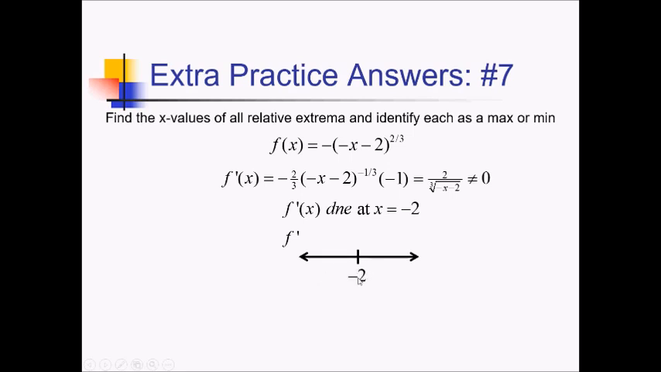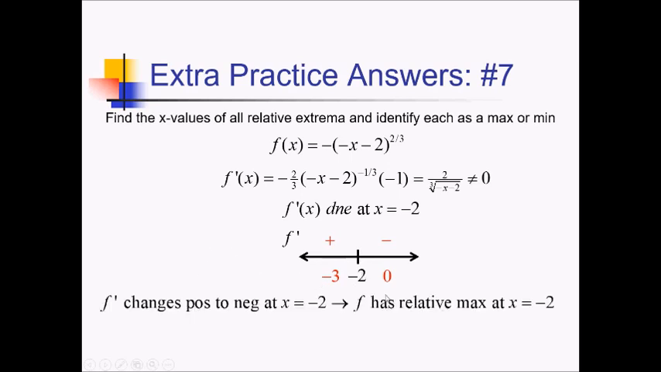Testing something now to the left of -2, like -3, and taking a look at this here. This is -3, so that's +3. -2 is a positive number. So the cube root of that is also a positive number, meaning this whole thing is positive. So that's a big positive right there. Now if I plug in something to the right of -2, like 0, well now I have -2 cube root there, which is negative, making this whole thing negative. Since f prime is changing positive to negative at x equals -2, that means that f has a relative max at that spot.